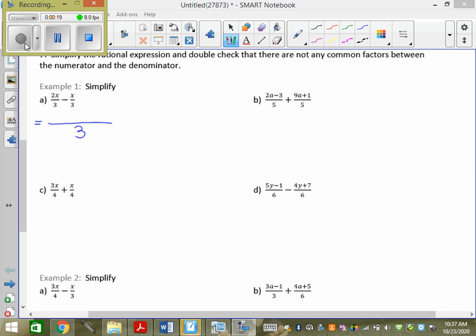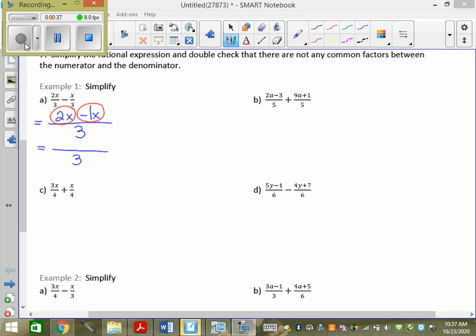And then you just rewrite the numerators on top. So it's 2x minus x, or 2x minus 1x. I still get the 3 on the bottom, and then on the top I have to collect like terms. So I get 2x minus 1x.